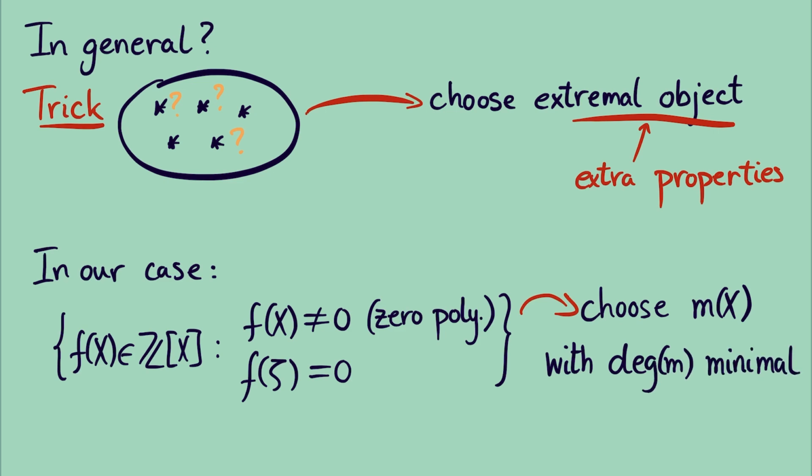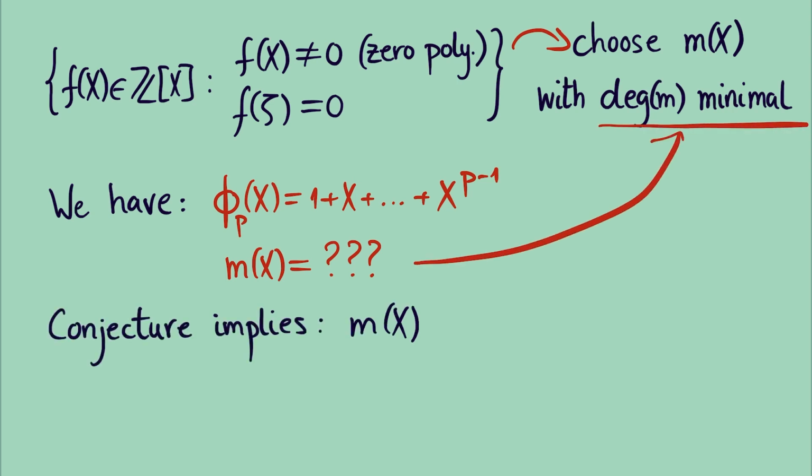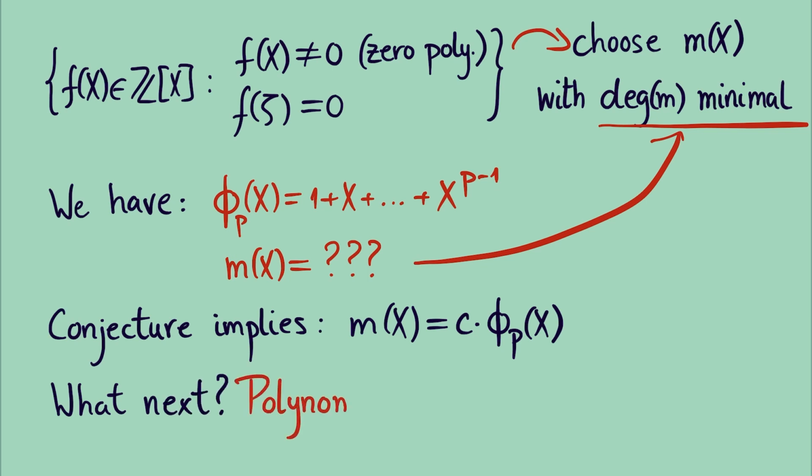Now we have two polynomials, phi and m. We're not really sure what m is, but it has minimal degree, and the conjecture tells us that it should actually be a constant times phi. But how can we put these two polynomials and their properties together to prove our conjecture? This is where polynomial arithmetic comes into play.